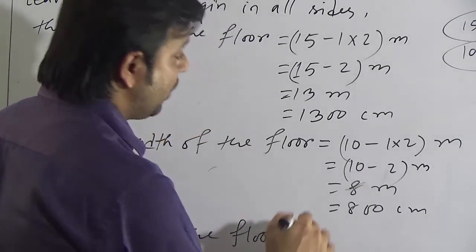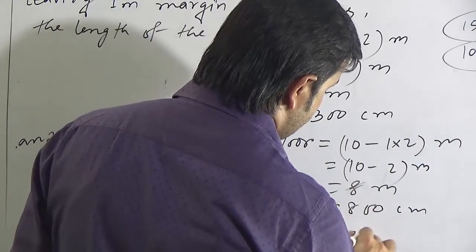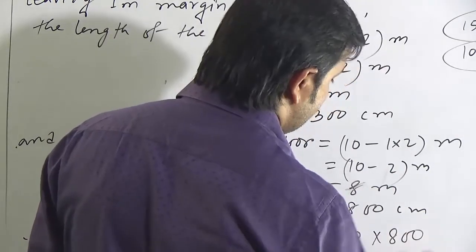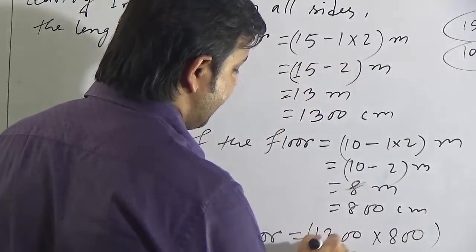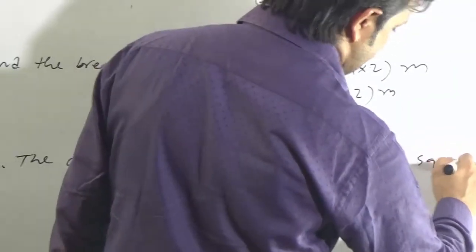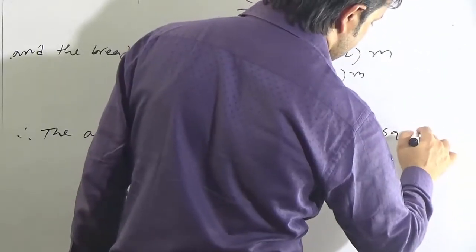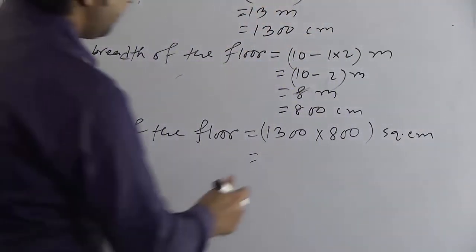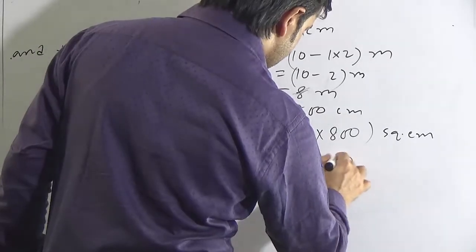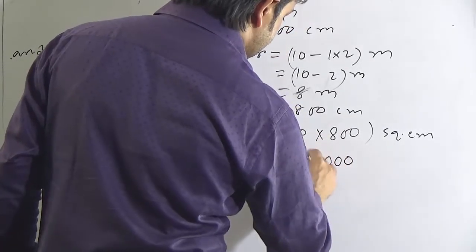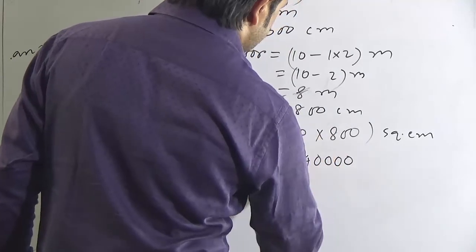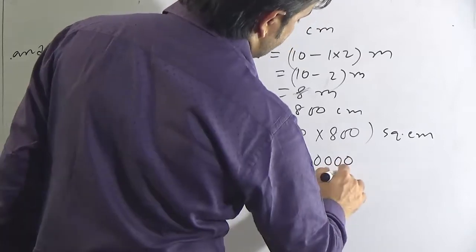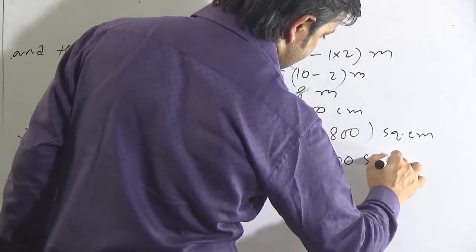Here the area will be the product of length and breadth. Here length is 1300 and breadth is 800 square centimeter. So what will be the area here? Here the area will be 1040000 square centimeter.